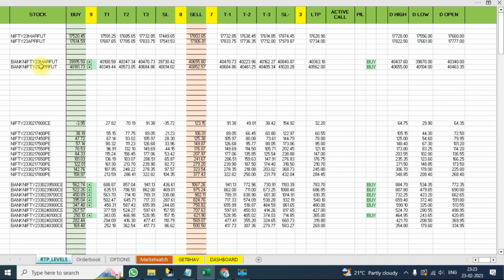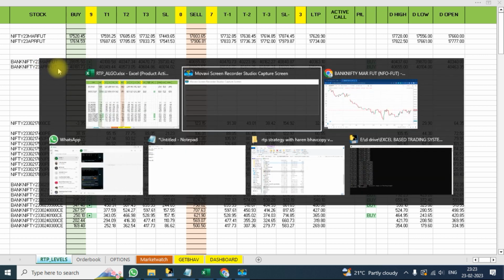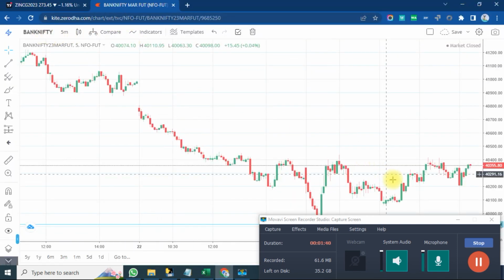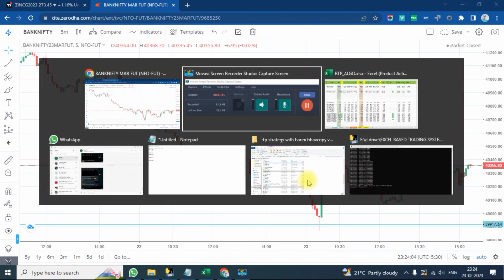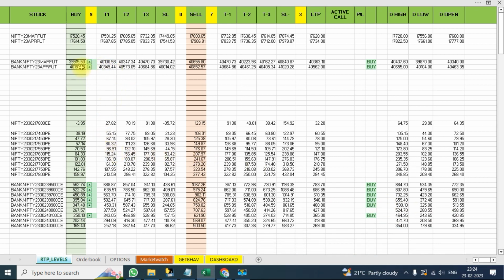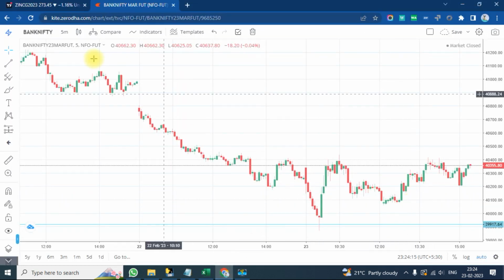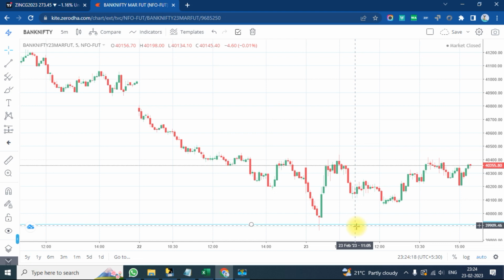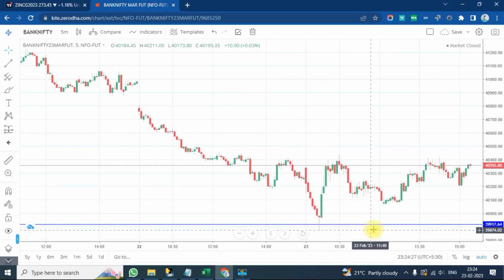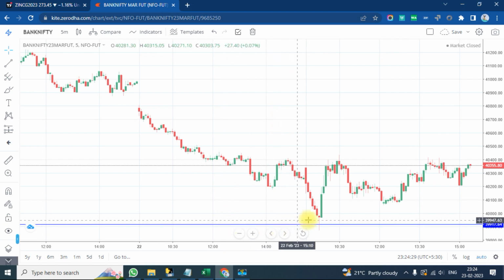Today in Banknifty, we got a buy call in the March and April contract. I'll open the Banknifty chart here. Okay, this is the Banknifty chart. The buying level was around 39,915. This is the intraday chart. I have marked this line here, this blue line. This was our buying level, and today the market opened at this price.